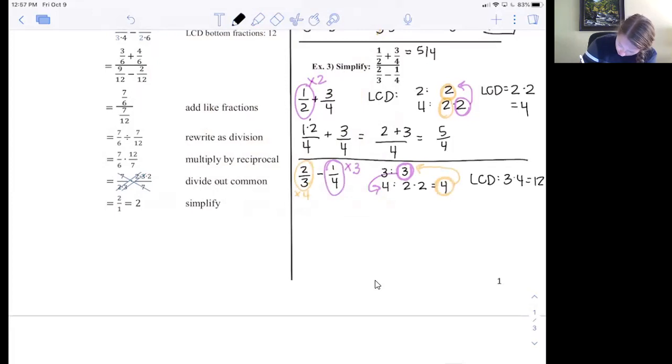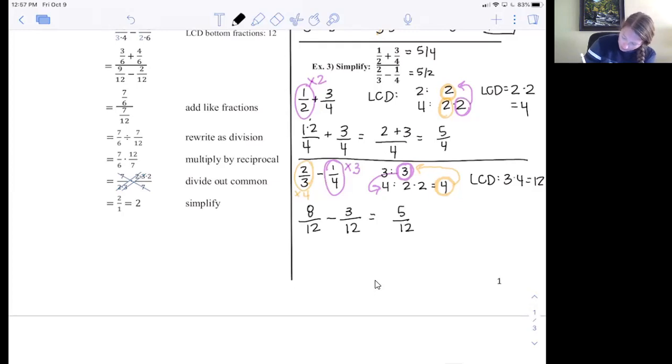So 4 times 2, which gives me 8, over our LCD, which is 12, minus 3 times 1 is 3 over our LCD, which is 12. So 8 minus 3 is 5/12. So this is my bottom part.